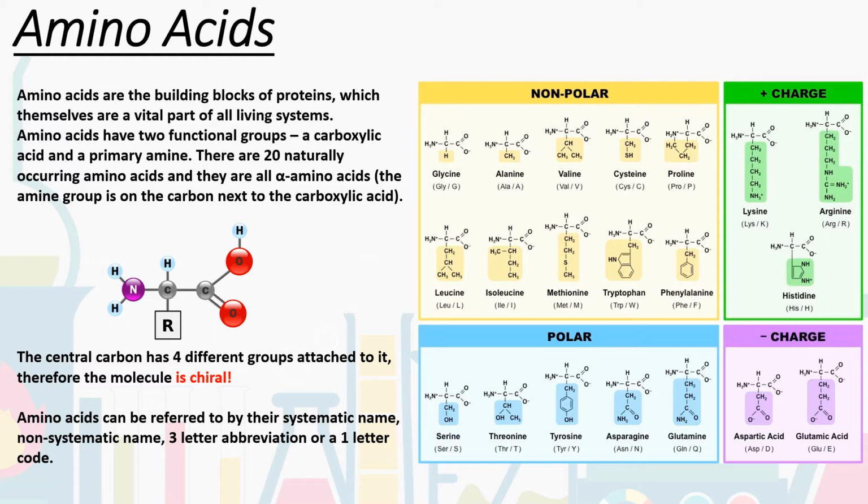And they can be classified into different groups. They can be non-polar, such as glycine, alanine. They can be polar, such as serine. They can have positively charged groups like NH3 groups, such as lysine. Or they can have negatively charged groups, such as aspartic acid. And so amino acids can be referred to by their systematic name, for example, glycine. They can be referred to by a non-systematic name. They can be referred to by a three-letter abbreviation, which for glycine is GLY, or simply by a one-letter code, G.